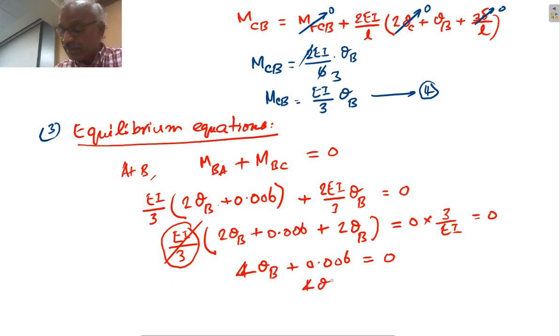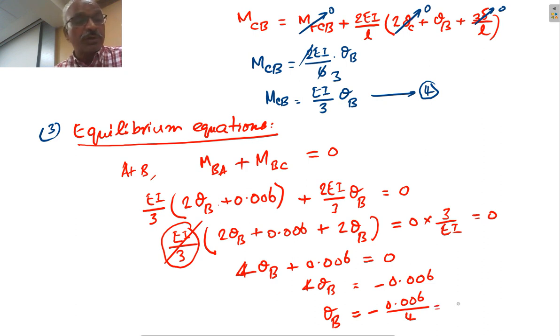Therefore 4 theta B equal to minus 0.006, or theta B equal to minus 0.006 by 4, equal to minus 0.0015 radians. So this is the value of theta B. Theta B is the only unknown. So we have got the value of theta B.